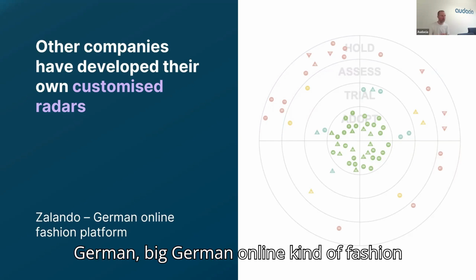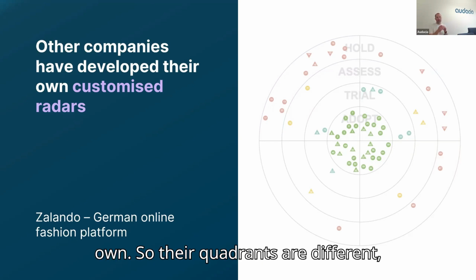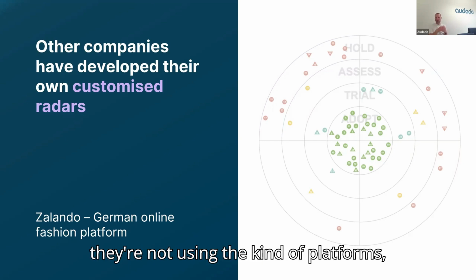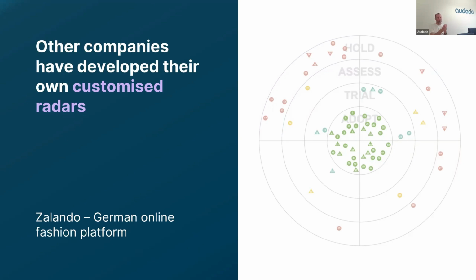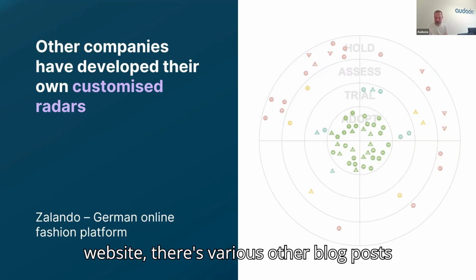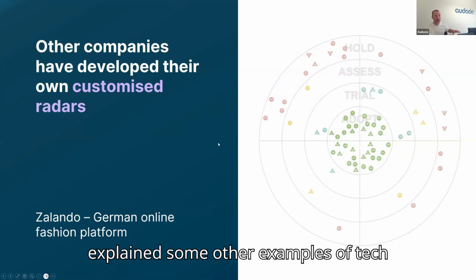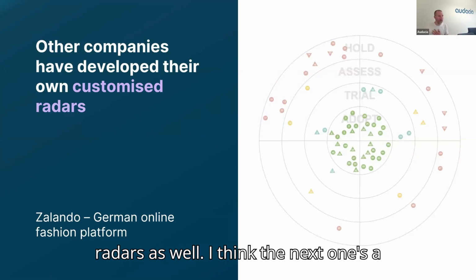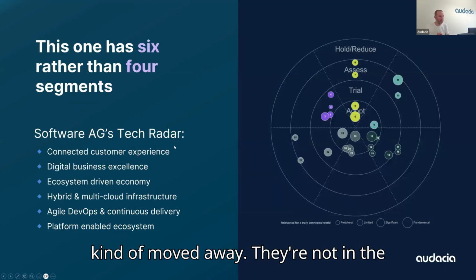So Zalando are a big German online fashion platform. They've got their own, and their quadrants are different. They're not using the platforms, languages, frameworks, etc. I think you can go onto their website, there are various blog posts and so on that explain some other examples of tech radars as well. I think the next one's a really interesting one because they've moved away.